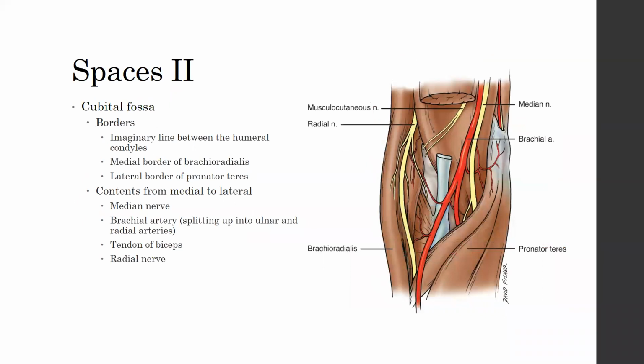Onto the cubital fossa. Hope you guys did this at least. So the borders are an imaginary line between the medial and lateral condyles, the medial border of brachioradialis and the lateral border of pronator teres. The main contents you need to know are, from medial to lateral, the median nerve, the brachial artery dividing into the ulnar and radial arteries, the tendon of the biceps, and the radial nerve. There are mnemonics to learn this, but I always forget if it's medial to lateral or whatever. So it's best if you just learn this.